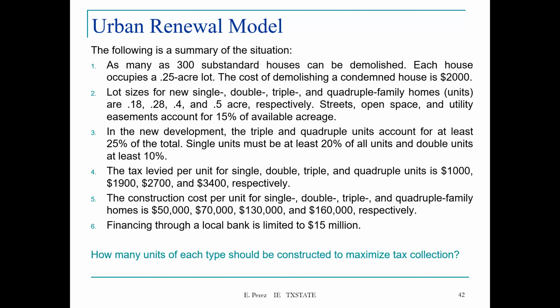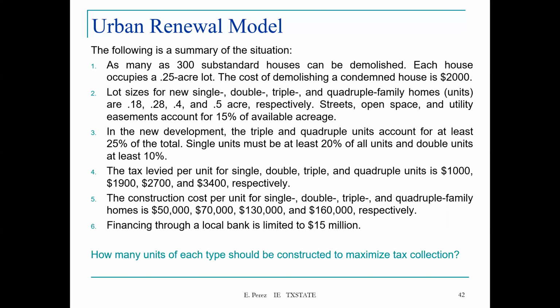The construction cost per unit for single, double, triple, and quadruple family homes is $50,000, $70,000, $130,000, and $160,000. And financing through a local bank is limited to 15 million. So the question we are trying to answer is how many units of each type should be constructed to maximize our tax collection. Okay, so as we mentioned, we have this space that is occupied by what they call substandard houses, about 300, and each house occupies 0.25 acres.